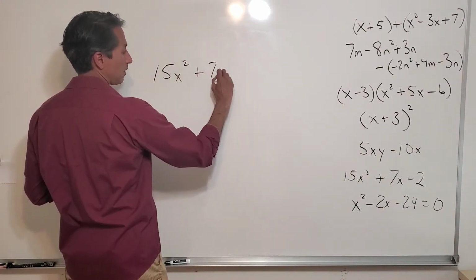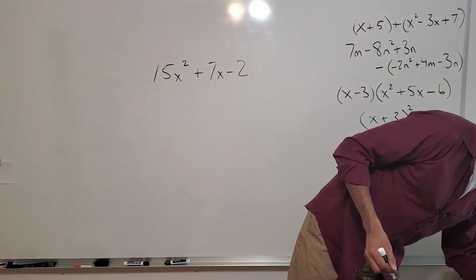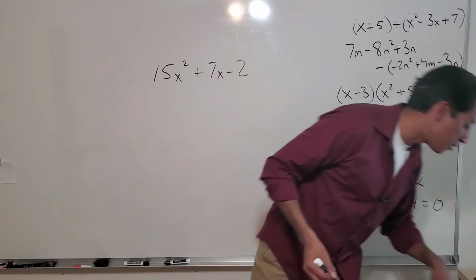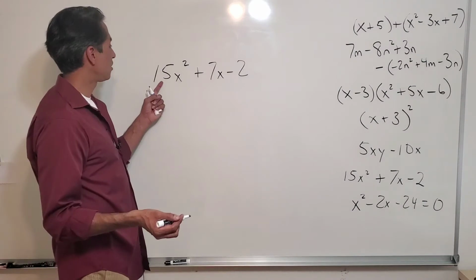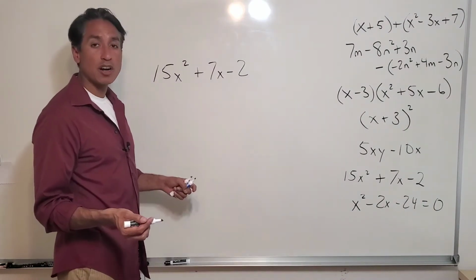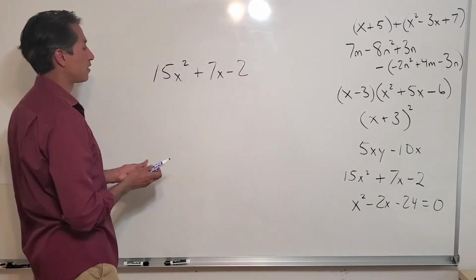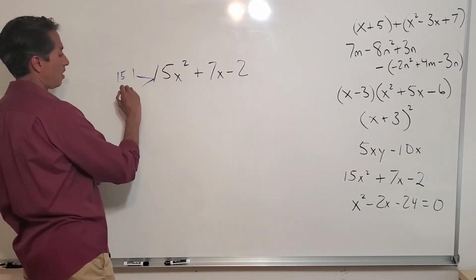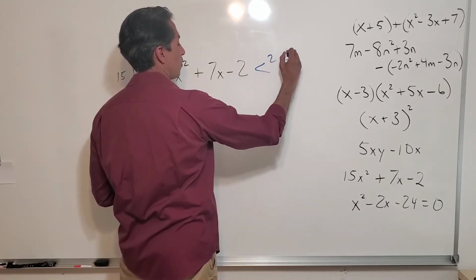15x squared plus 7x minus 2. What are we being asked to do here? Factor each trinomial. Okay, so the first thing I'm going to do is look at it. Is there a number that I can pull out of each part? No. Now I got to figure out my factors here. So what makes a 15? 15 and 1, 5 and 3. What makes a 2? Just 2 and 1.